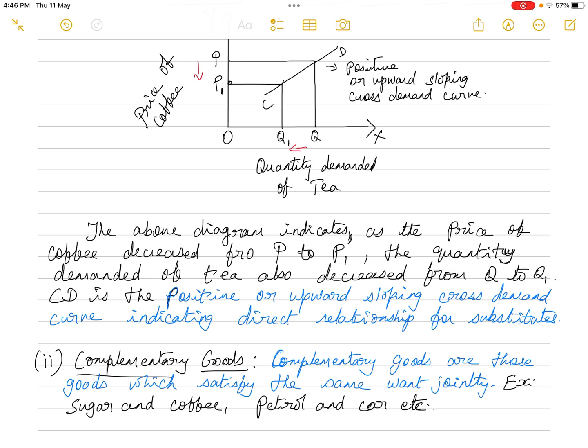So the same thing, explanation. The above diagram indicates as the price of coffee decreased from P to P1, the quantity demanded of tea also decreased from Q to Q1. So CD is the positive or upward sloping cross demand curve indicating direct relationship for substitutes.